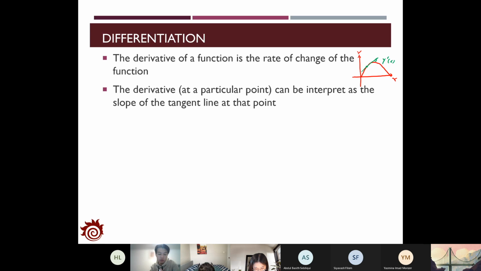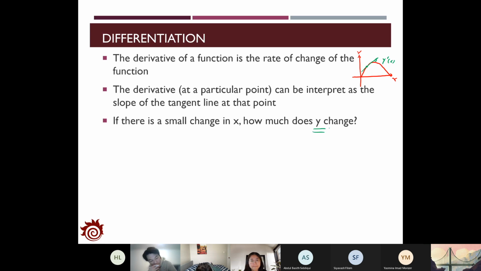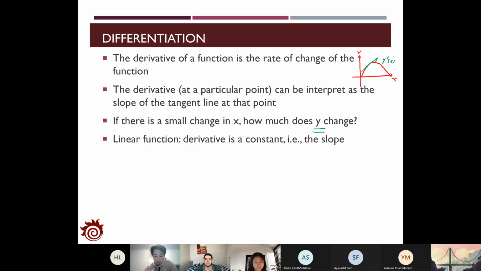And it measures the amount of change in the y direction if we are given small changes in x. But if we go to some specific examples, for the linear function, the derivative would usually be constant. Usually for the linear function, we write it as y equal to m times x plus b, and m and b are both constant values.